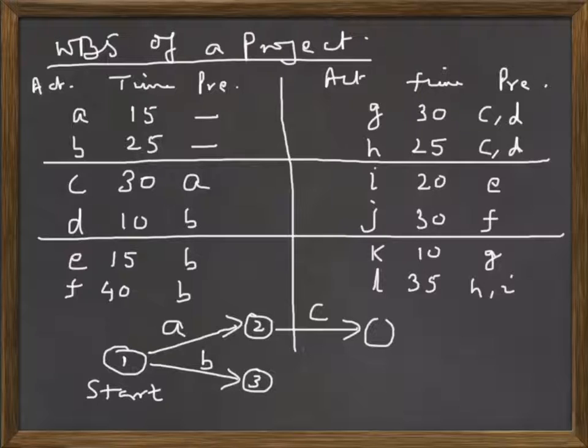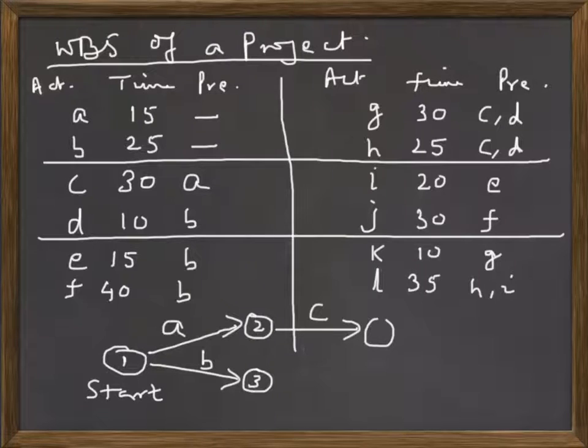Similarly, D can be started after B is over, and B is getting over at node 3. So D has to be started from node 3. E and F also start when B gets over. So that indicates that from the end of B we can start activities D, E and F.